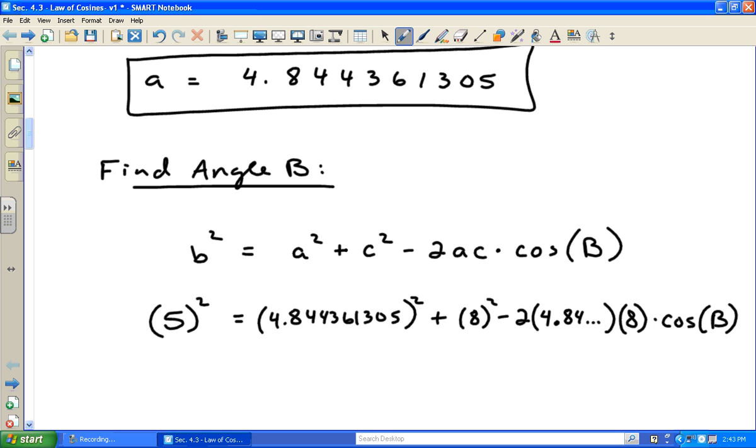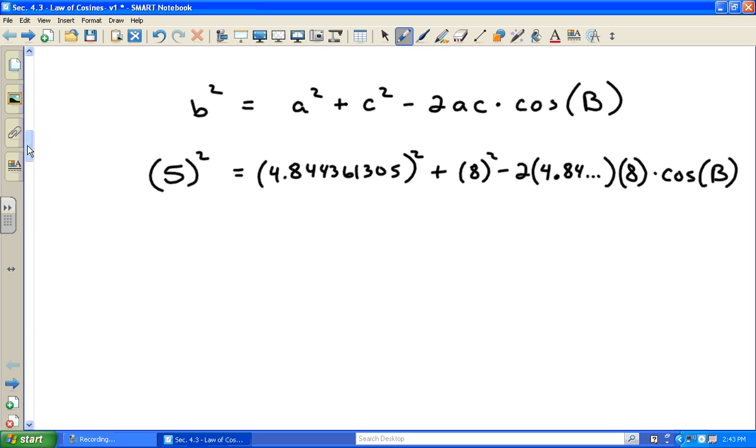Okay, and the last thing we have is the cosine of B. We don't know what that is. Now, be careful when you're trying to solve this particular formula for cosine of B. A couple of things to point out. This term right here and this term right there, both of those can be subtracted to the other side because they're being added to this side.